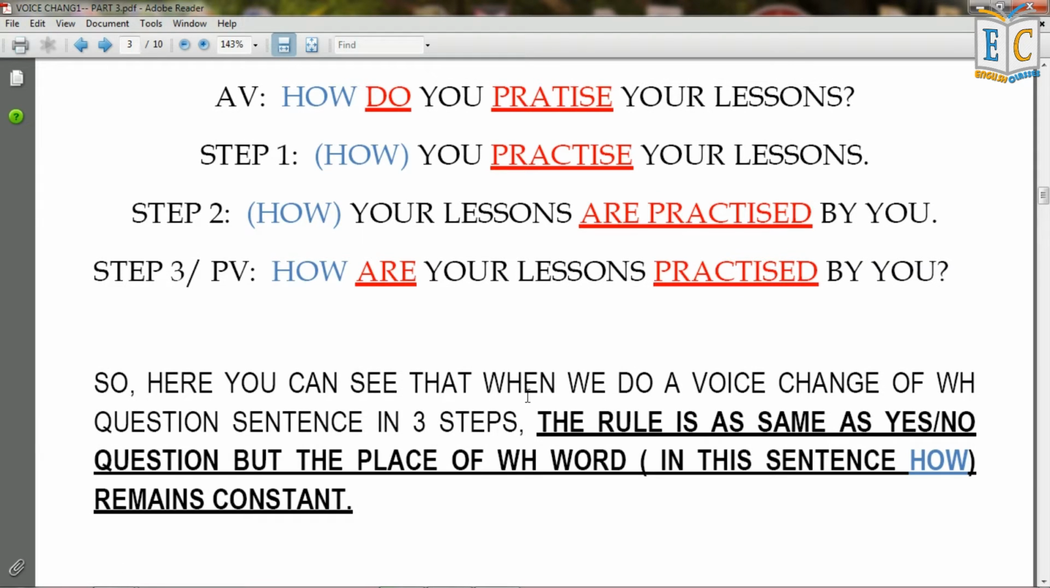So here you can see that when we do a voice change of a WH question sentence in 3 steps, the rule is the same as yes-no question, but the place of the WH word in this sentence, how, remains constant. You can see that here.